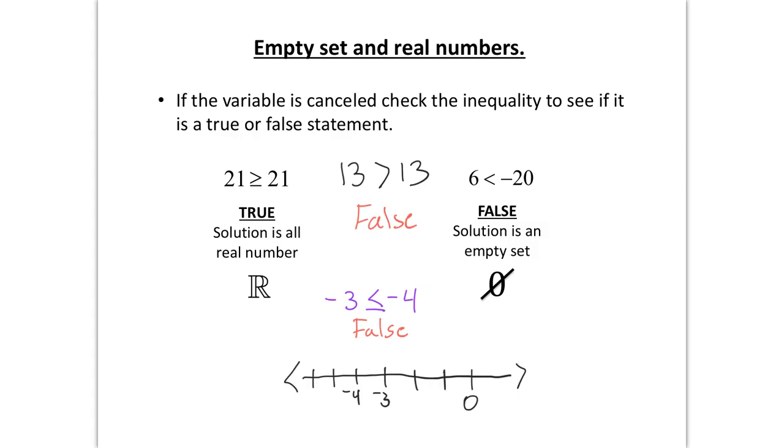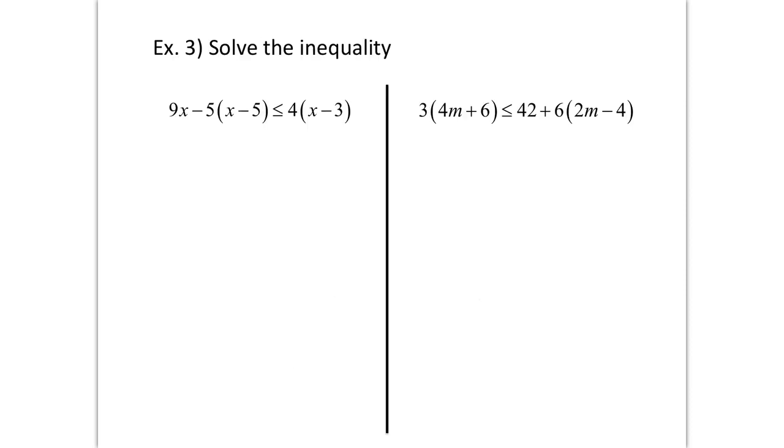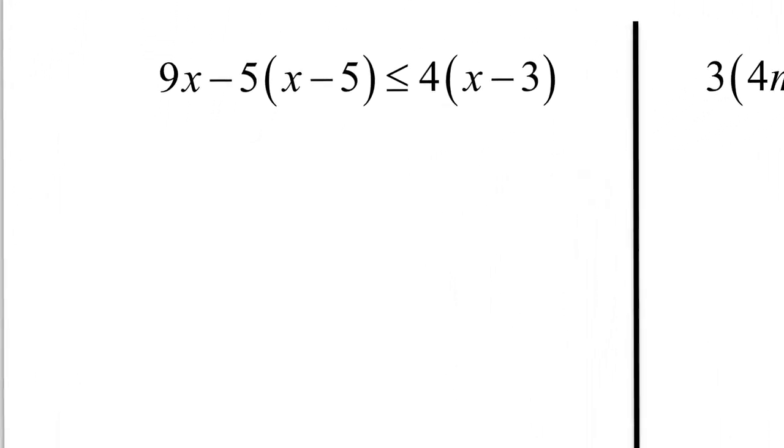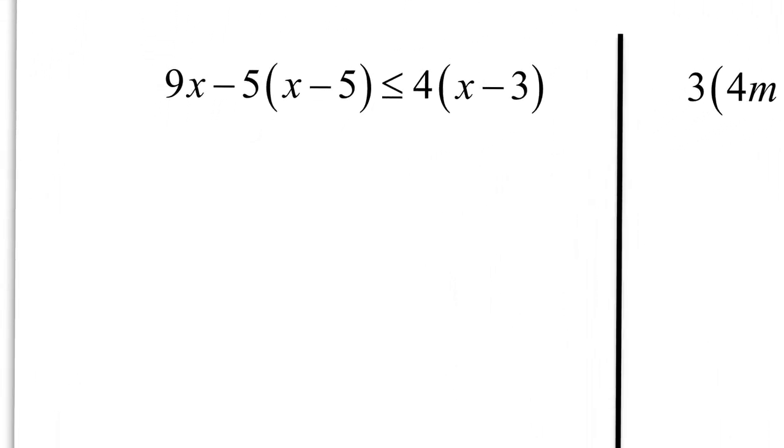So let's try a couple of examples where you need to solve, but the variables will cancel, and we need to choose one of these two answers. Notice the two inequalities. Just by looking at them, you cannot really say which one is an empty set and which one is all real numbers. So you actually have to start doing the work. I'm going to do the one on the left side here: 9x minus 5 times the quantity of x minus 5, so we have parentheses, is less than or equal to 4 times the quantity of x minus 3. So I'm going to put the line here under the inequality.